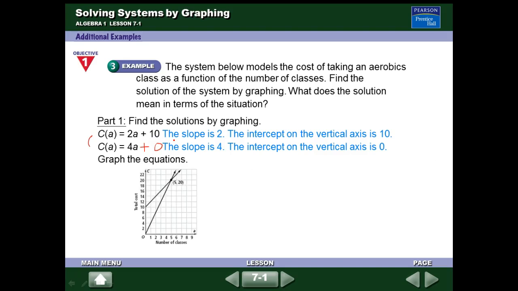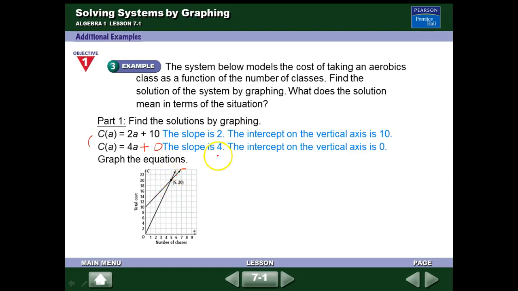So once we graph, we can see here we've graphed at 10, rise 4 over 1, rise 4 over 1, creating this line right here. We can look at this one. y-intercept at 0, slope of 4, up 4 over 1, up 4 over 1, and so on.